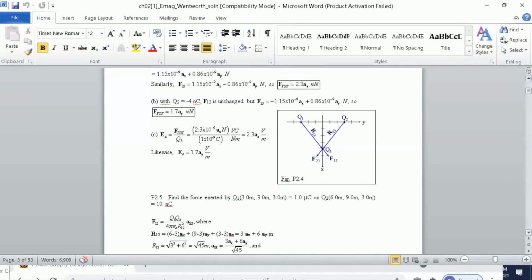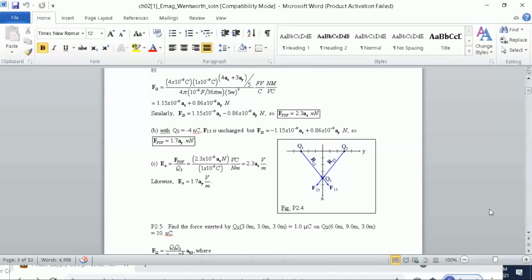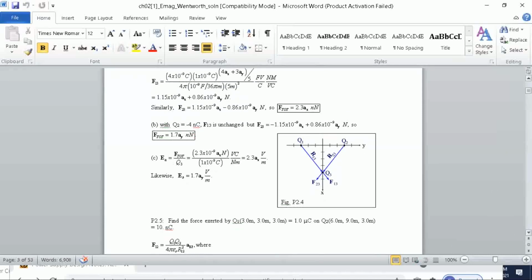All right. So first thing, find the force exerted by Q1.